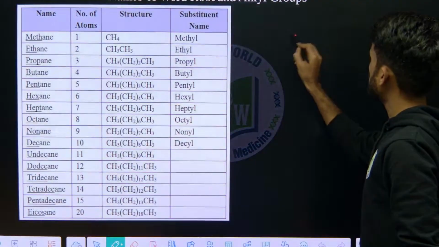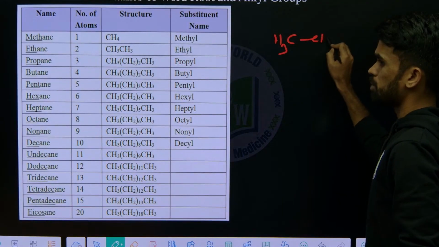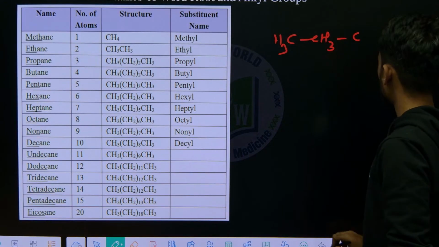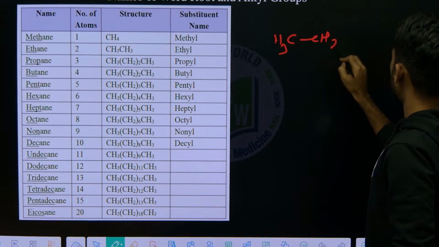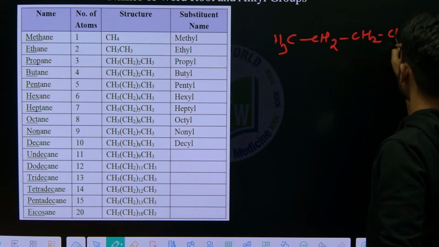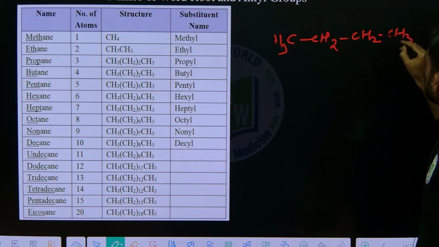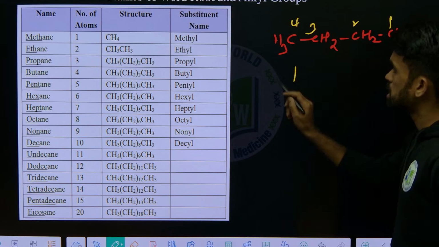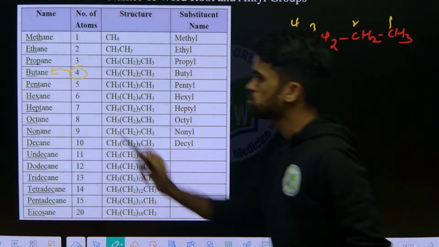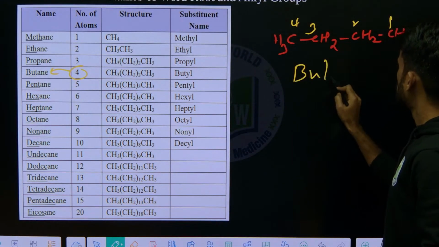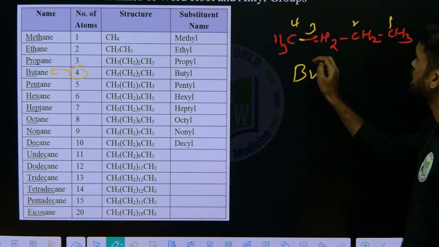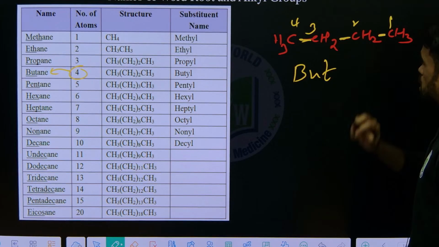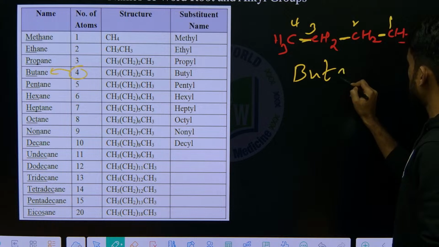Just see this table here once. I am writing here 4 carbons like this: CH3, CH2, CH2, CH3. How many carbons are you seeing? Count 1, 2, 3, 4. 4 carbons are there. So 4 means what? But. So write but. And we have only single bonds. All these are sigma bonds only. So we can write it as butane.